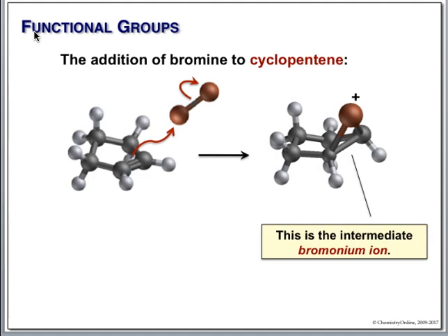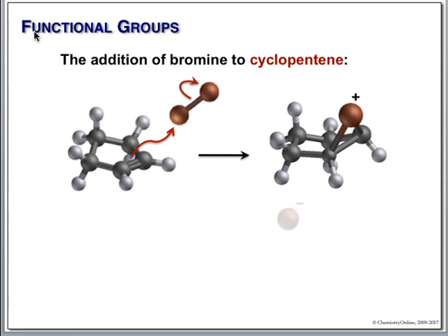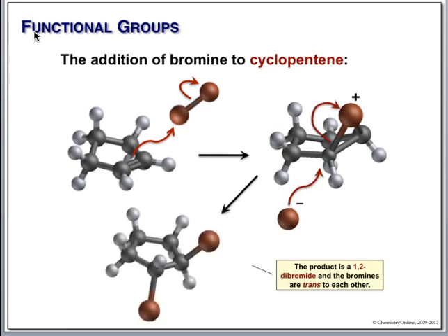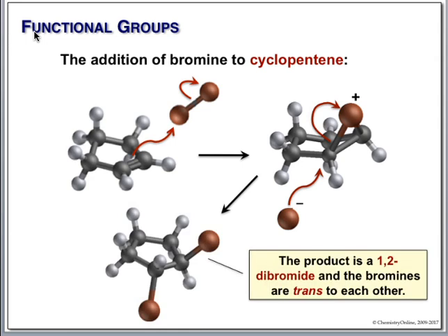Bromonium ion is very reactive. Here's the bromine sitting on this big pile of electrons. That's all it's doing. But we have another Br minus here. Br minus can now come attack here. When it does, it breaks this bond, and we wind up with our 1,2-dibromide.